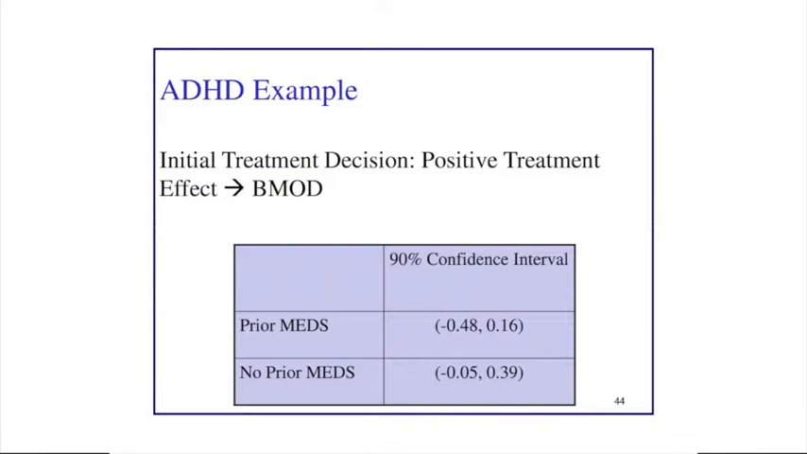Getting these confidence intervals involved exciting statistics, but I won't tell you about that. Here's the confidence interval if a child had been medicated the prior year. This one contains 0. A positive treatment effect means go for behavioral modification, but here we have both negative and positive potential values for our treatment effect, so we can't really say anything. Then we go to this confidence interval. This one also has both negative and positive values. So you would think, oh, well, you really can't say anything.